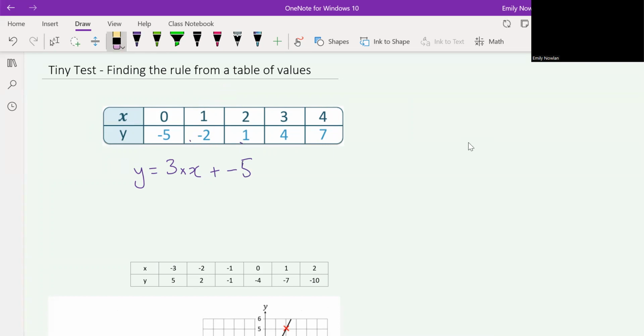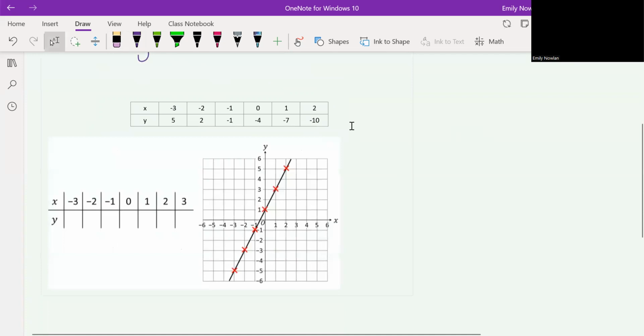So we can test another couple as well. So test here, 3 times 2 gives me 6. If I take away 5, do I end up at 1? Yes, it works. So the rule is 3 times x, and the better way to write it is 3x minus 5. Okay, next one to do.